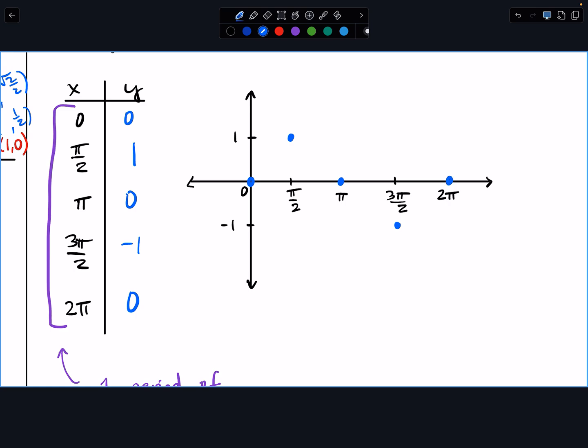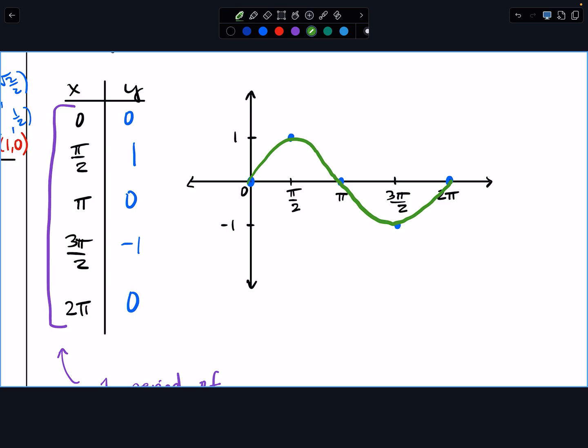So for trig functions, they're gonna look like a wave. So don't do that. It needs to look like this. Like rounded little hills. Okay. Is everybody cool so far?